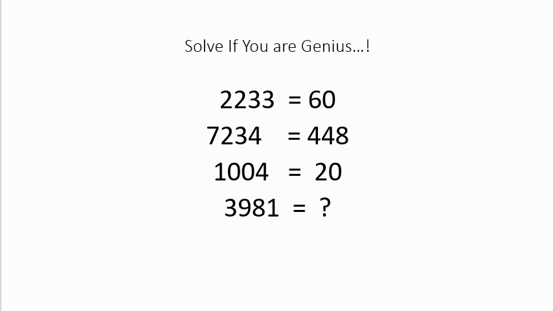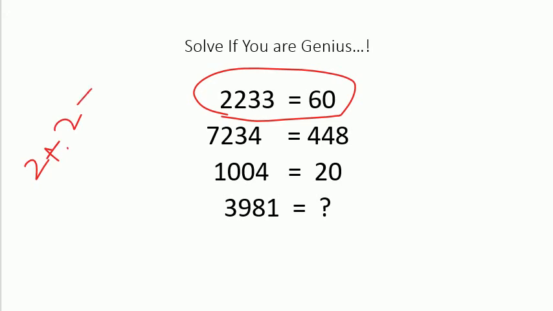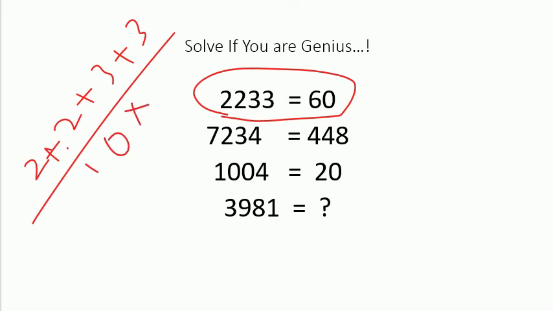First of all, we have to solve this: 2 2 3 3 is equal to 60. How? Let's do it. First of all, add these all: 2 plus 2 plus 3 plus 3. These are equal to 10. Okay. Now multiply by the last digit, 3. So 10 times 3 is 30.